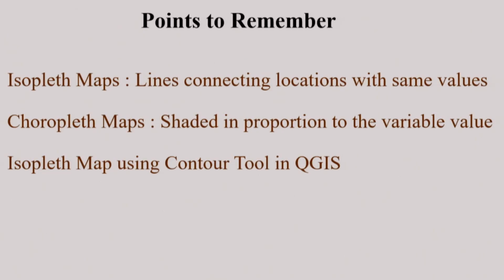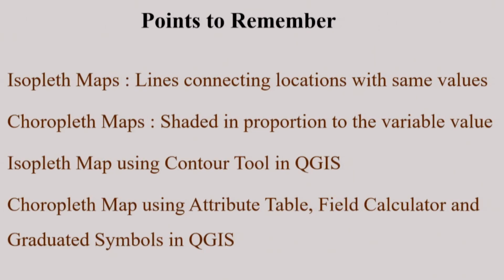For doing the isopleth map, in QGIS you use the contour tool, which helps you draw these lines that connect the points of equal values. And for the choropleth map, you are going to use the attribute table, the field calculator, and then the graduated symbols in your QGIS symbology.